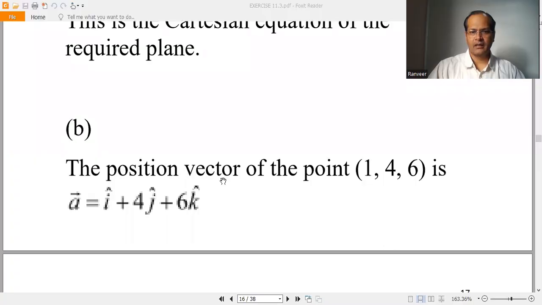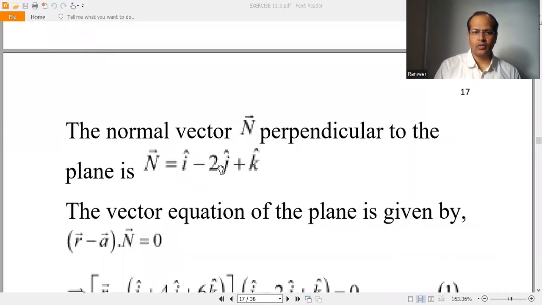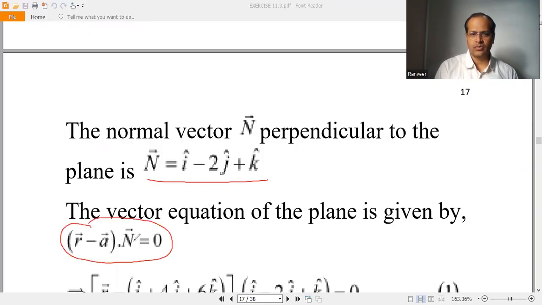Now part B, the point is given 1, 4, 6. So for 1, 4, 6 we can write the position vector of a as i plus 4j plus 6k. Now the normal vector n perpendicular to the plane is given, n equal to i minus 2j plus k. So the vector equation of the plane we can write r minus a dot n equal to 0. So this is the vector equation of the plane. We have to substitute the values of a and n. Later we can convert to the Cartesian form using xi plus yj plus zk.